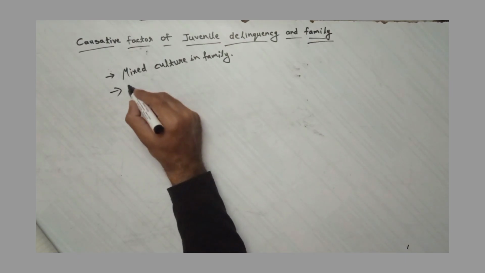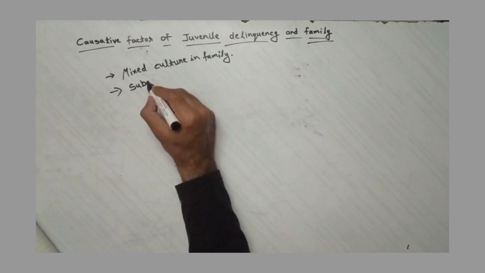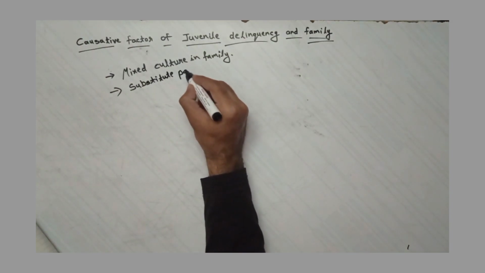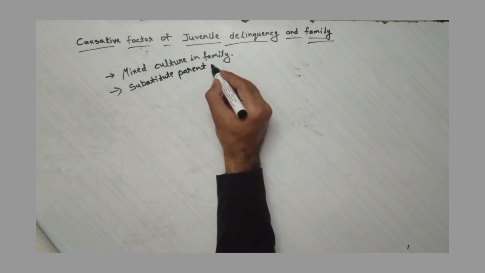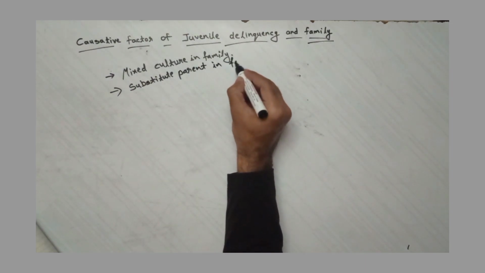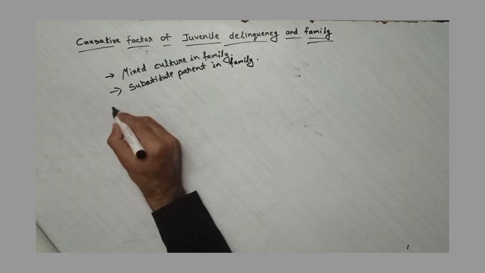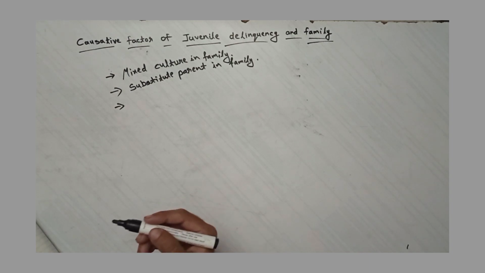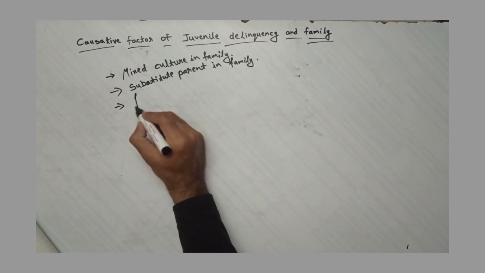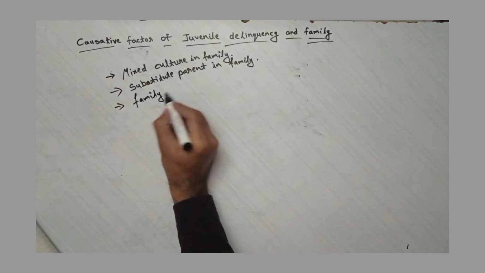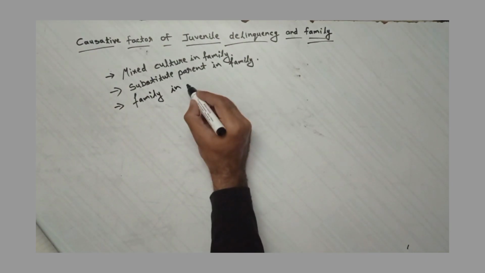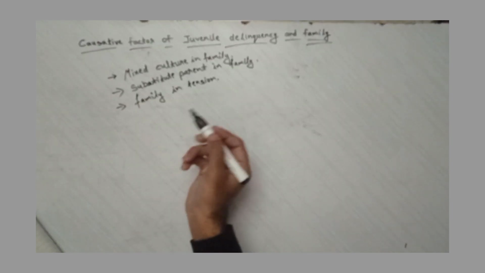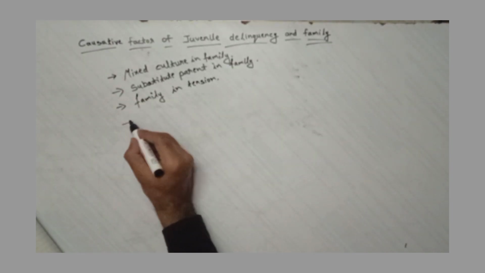Next is substitute parents, or we can say step parents in the family, which become a factor. Next is family tension. It has also become a factor of juvenile delinquency sometimes.